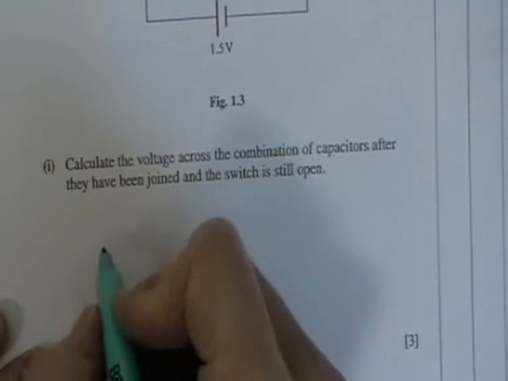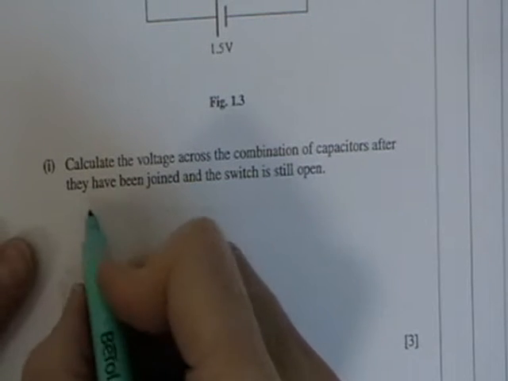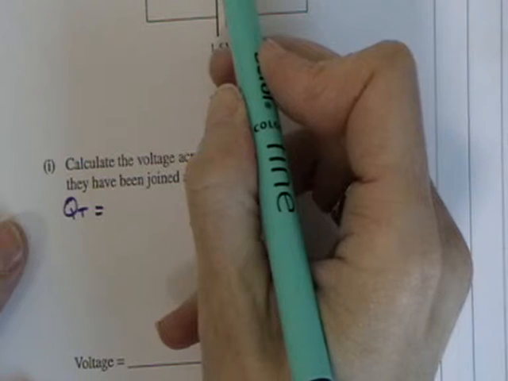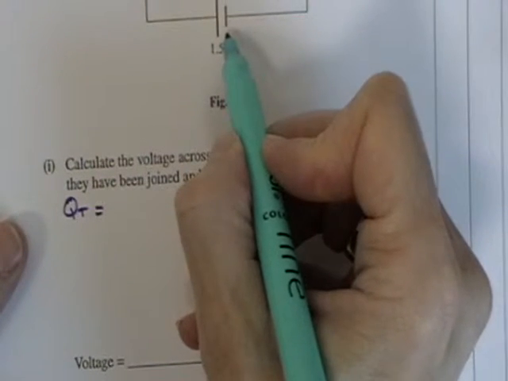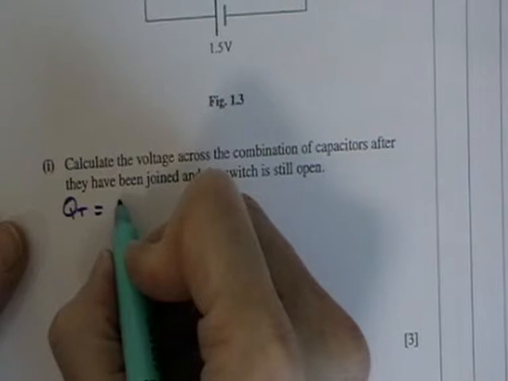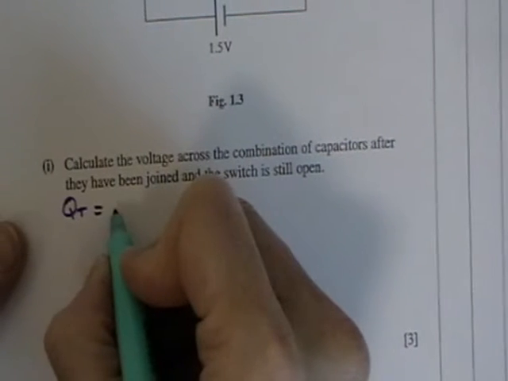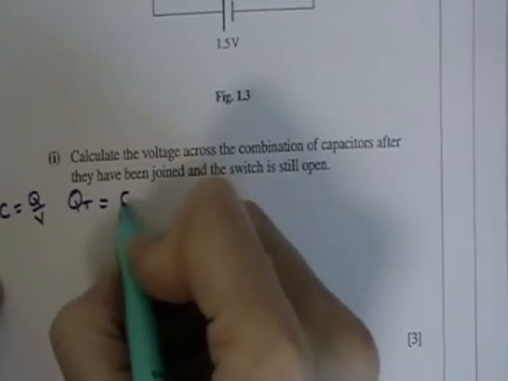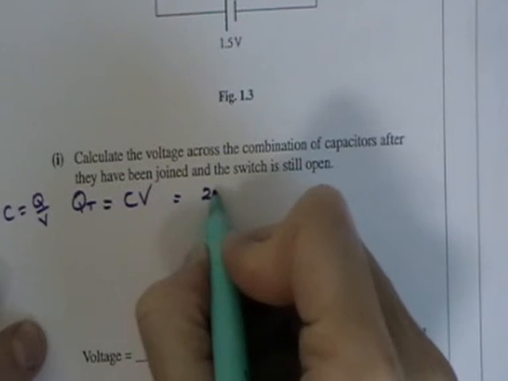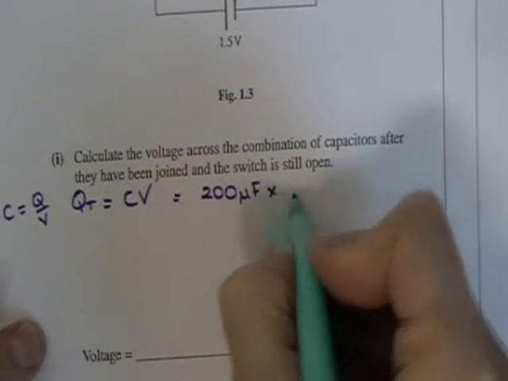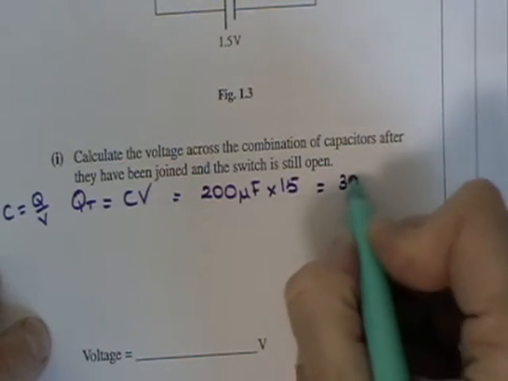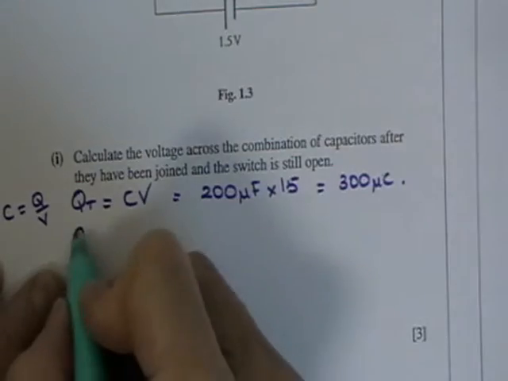And so again, what you have to do is use the total charge, which we haven't calculated yet. So the total charge is the charge stored on the 200 microfarad capacitor when it was connected to the 1.5 volts. Rearrange that, just right at the side. C is equal to Q over V, therefore Q is equal to CV. And so that's going to be equal to the 200 microfarad capacitor multiplied by the voltage 1.5, which is 300 microcoulombs.